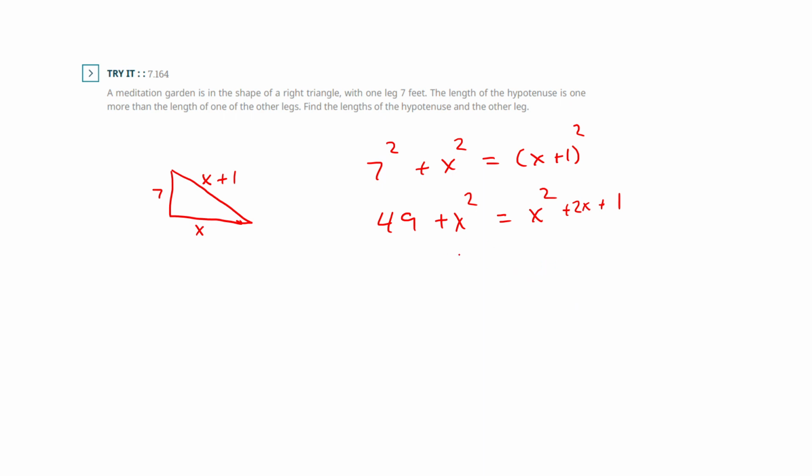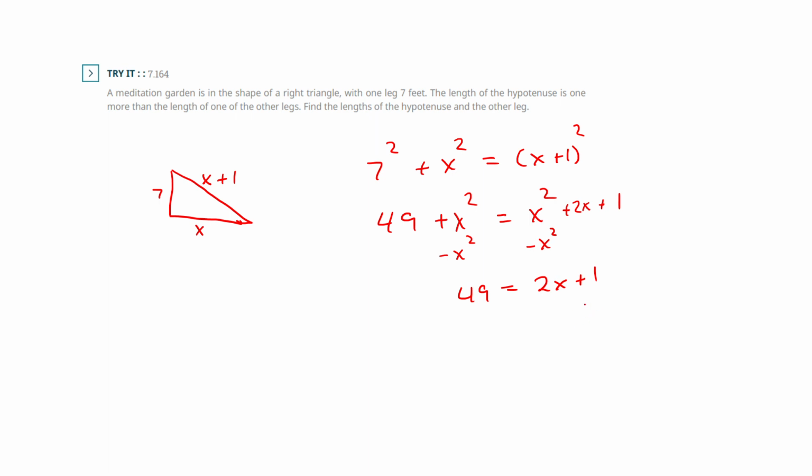Now I need to get one side to be equal to 0. I could go either way, but I'm going to take the x squared away from this side, and take it away from this side. Do you see they're going to drop out? So I have 49 equals 2x plus 1. Now it's actually just an ordinary equation, because the quadratic fell out of it when the x squareds dropped out.